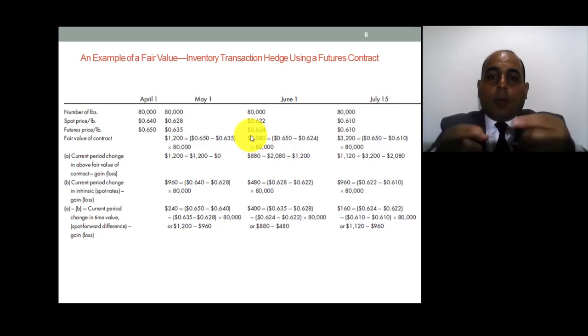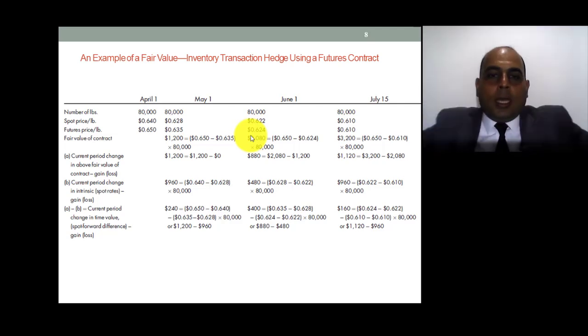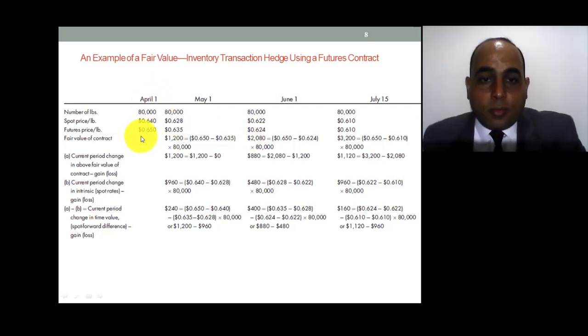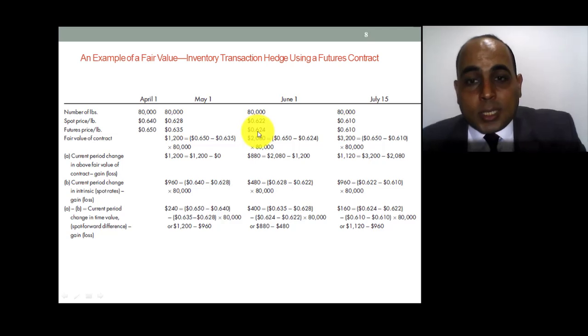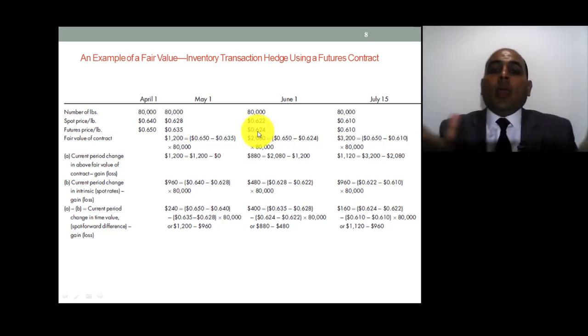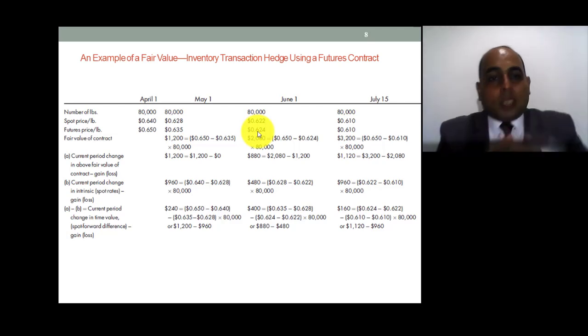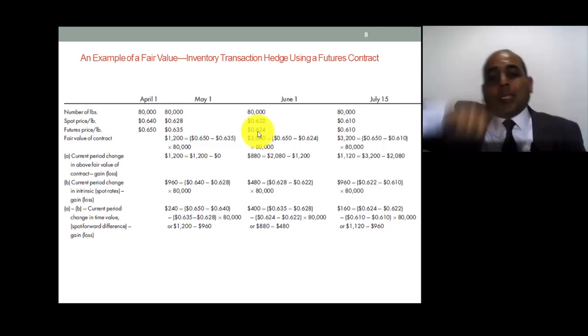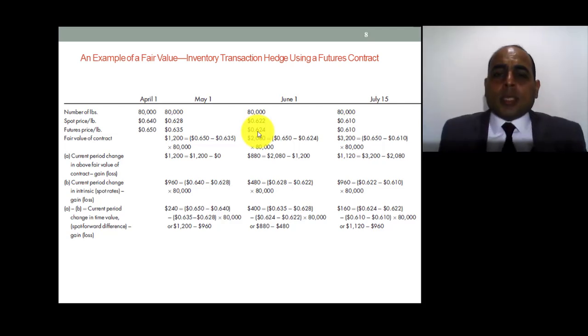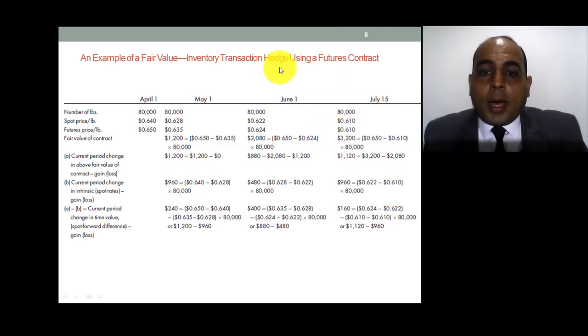So in this case, the price at which we sold it is 65. It has declined to 624. It means we have generated a profit, or we have a gain in this case, because we sold at 65, but the price has decreased to 624. So in this case, we have a gain of 2,080. The difference between 65 and 624, here we are talking about 2,080 in total.